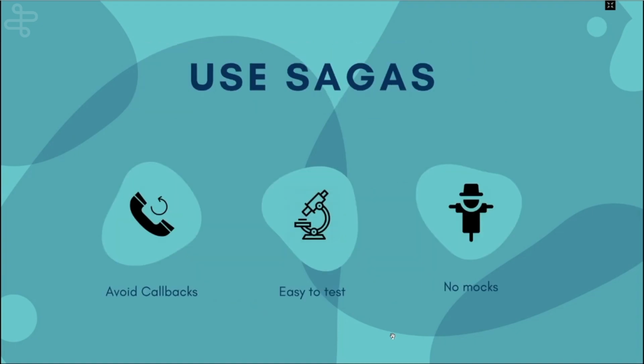The third best practice is to use sagas. In sagas you can avoid callback hell, meaning that you can avoid passing in functions and calling them inside. Additionally, you can more easily test your asynchronous data flow. The call and put methods return JavaScript objects. Thus, you can simply test each value yielded by your Saga functions with an equality comparison.